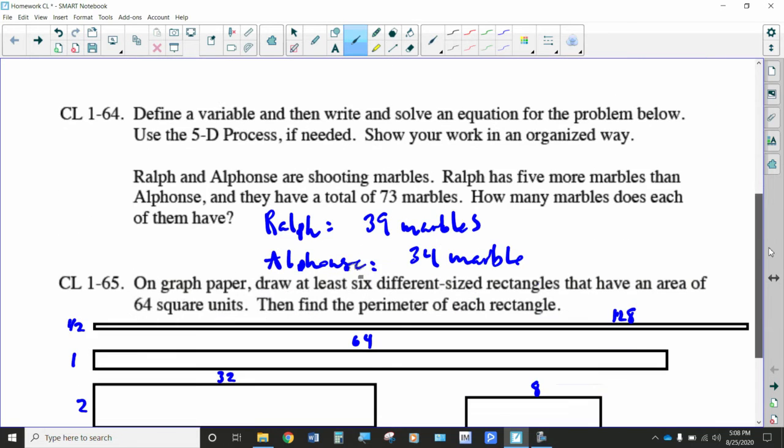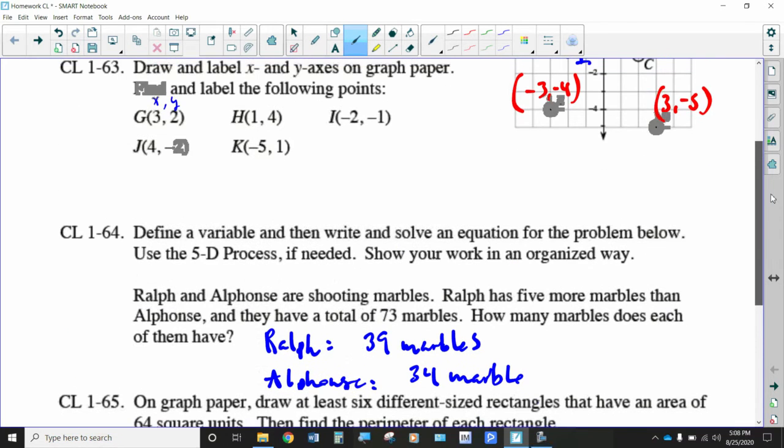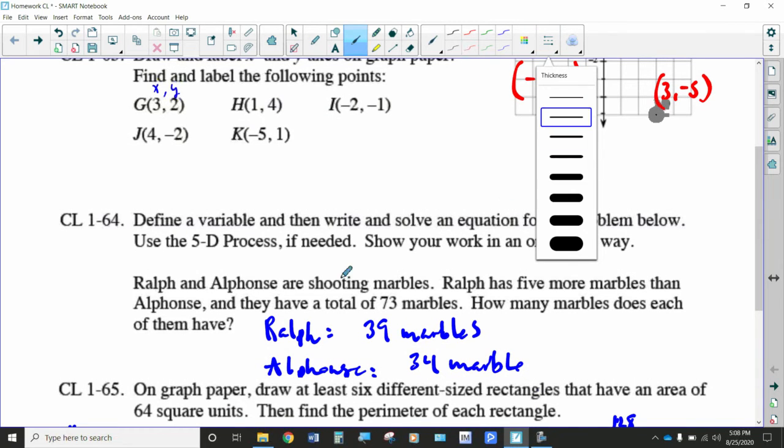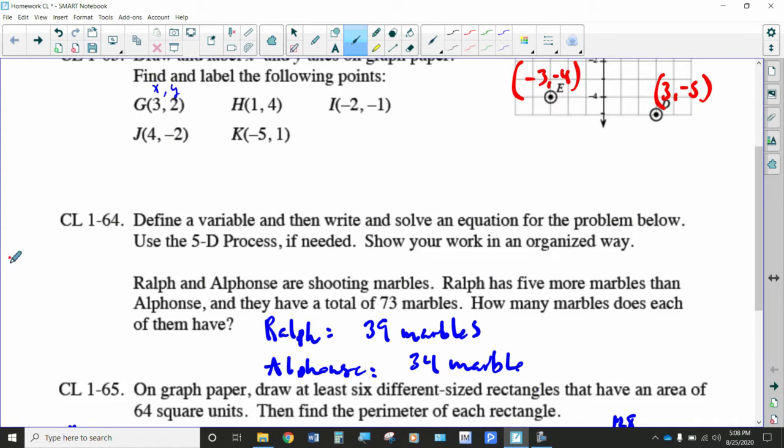Now for a 5D process kind of a problem. Ooh, I guess I didn't leave myself much room there for showing work. Let me do this. All right, so Ralph and Alphonse are shooting marbles. Ralph has 5 more marbles than Alphonse. Okay, so I'm going to do an R for Ralph and an A for Alphonse. And it looks like Ralph has 5 more than Alphonse. So if Alphonse has X, Ralph has X plus 5. And their total is 73.